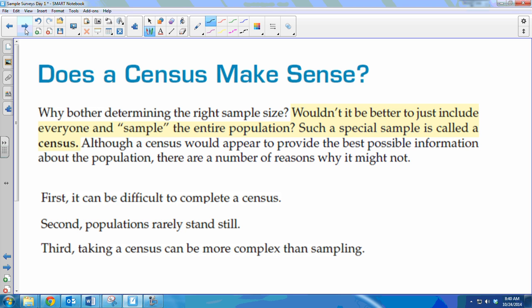And then taking a census can be more complex than sampling. There are all these extra little bits and pieces going on in a census, whereas a sample is just that. It's a sample. You get 1,000 responses and then you're done. It doesn't matter if you have to go back and see if someone transferred or not. Okay, so a census sounds good in theory, not so awesome. If you're thinking about the U.S. census, they do that every 10 years?